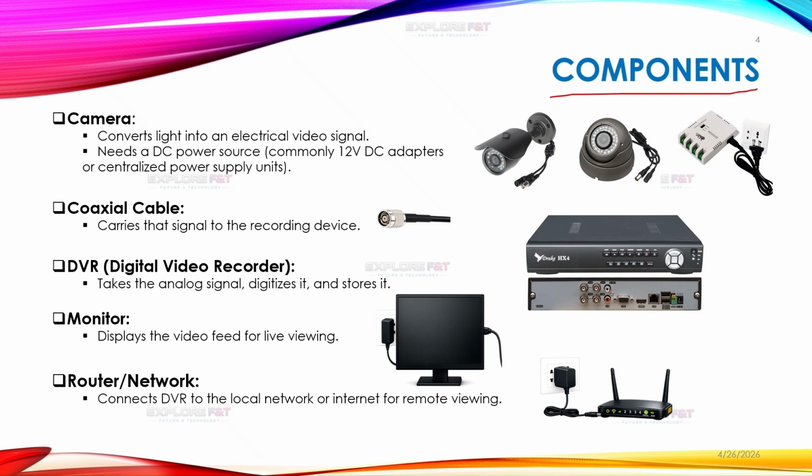What components are required to install an analog camera system? First of all, cameras. This is a camera, and this is a camera. Why is a camera required? A camera is required to capture the video, and it captures that video as a continuous electrical signal.